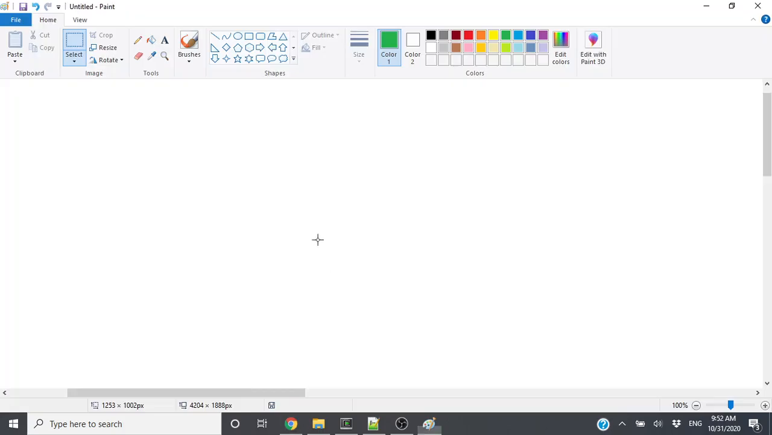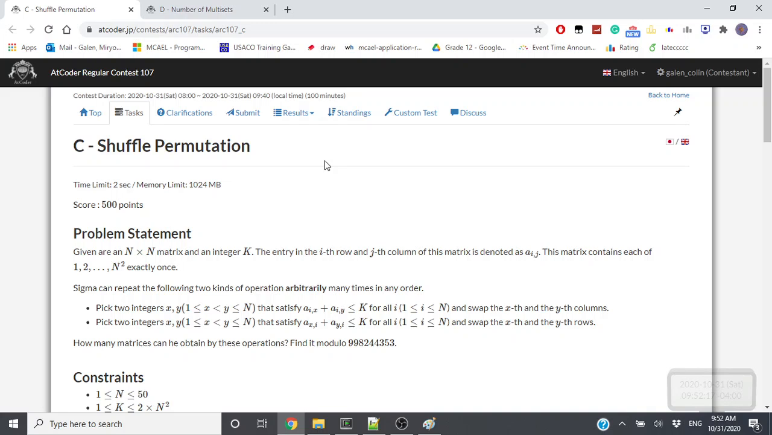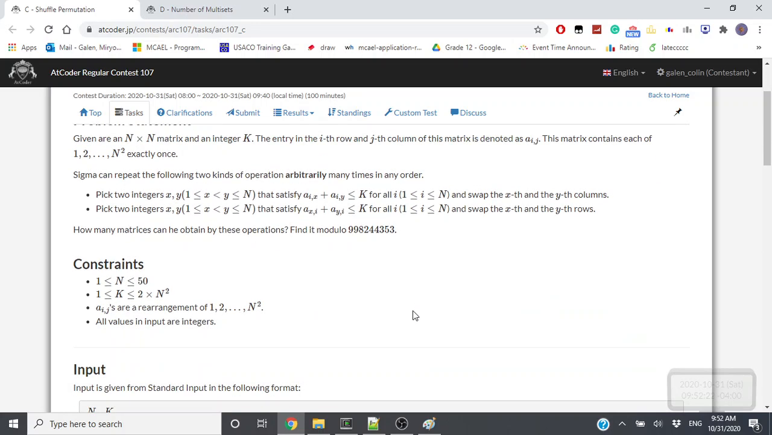So that's cool. C, I don't know, it took me longer than it should have. All of these problems took me longer than they should have, but whatever. It's not really about rating. AtCoder is just whatever.